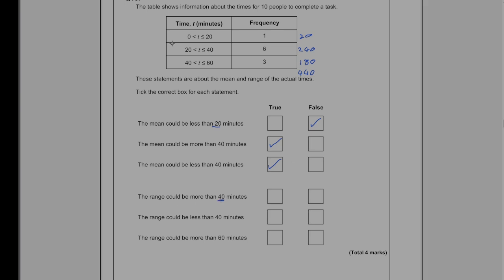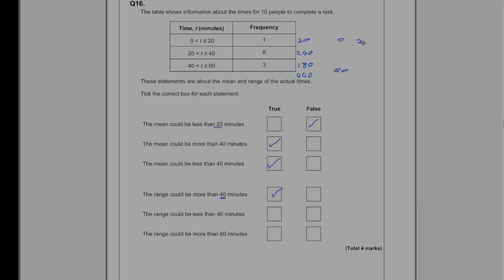So the range could be more than 40 minutes. Let's assume that was 0, and then let's take the biggest value of 60. So the range could be 60. So the range could be more than 40. The range could be less than 40. So for that, if we imagine that the largest one there, and then the smallest one in this bracket, let's say, was 40. So the range could be 20. So the range could be less than 40.